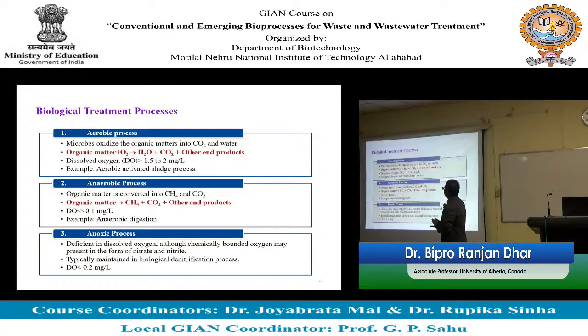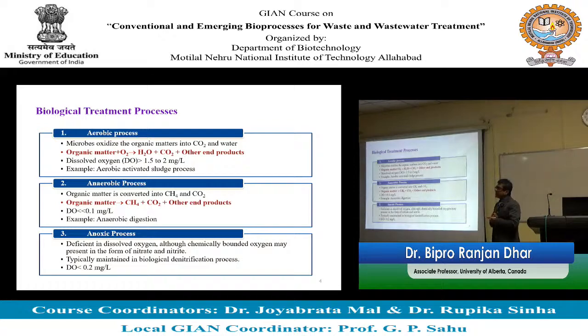The DO concentration for an anaerobic process: those microbes are very sensitive, and you have to maintain a very low DO concentration, less than 0.1 milligram per liter. So it is a complete anaerobic condition without any oxygen. A very typical example, as I was saying, is anaerobic digestion, which we are going to learn in more detail tomorrow.